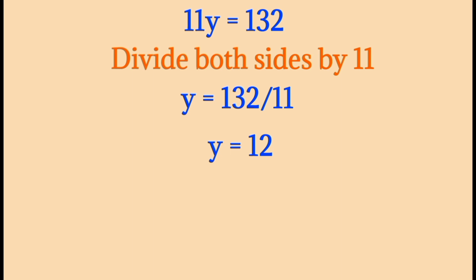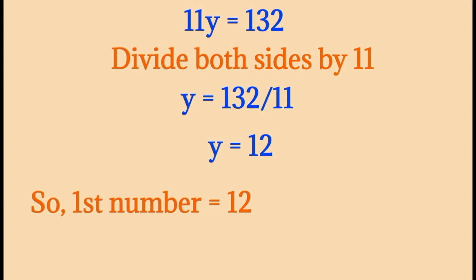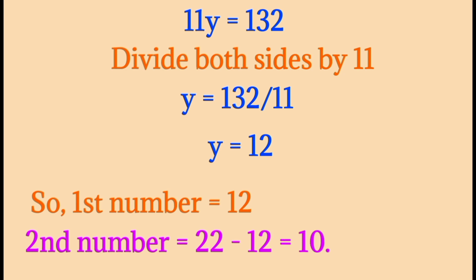So this simply means that the first number is equal to 12. To obtain the second number, we make use of the equation for the second number, which is 22 minus y, and that means 22 minus 12, which will give us 10. So the numbers are 12 and 10.